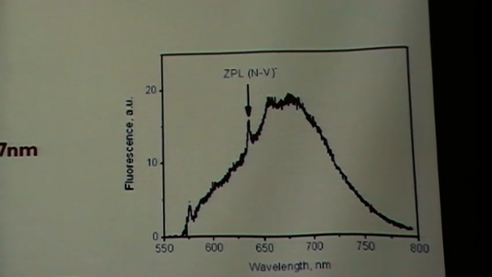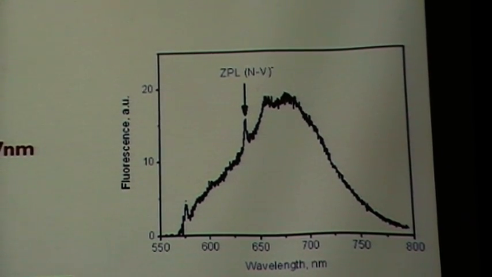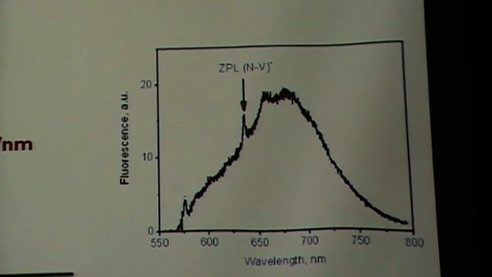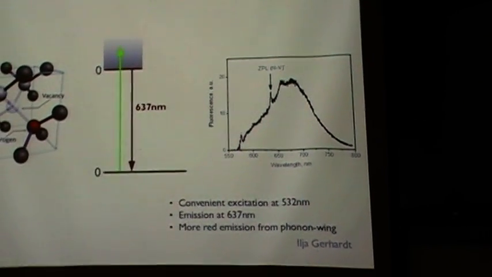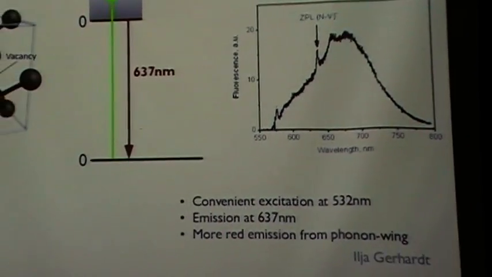So this is what I said basically. So you have a convenient excitation source. Such a laser is easy to handle and easy to get. You have an emission at 637, and you have a large hump, which is called the phonon wing, such that you can detect nicely also all these photons here.